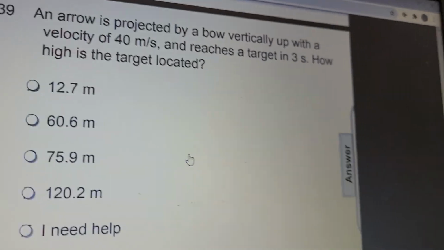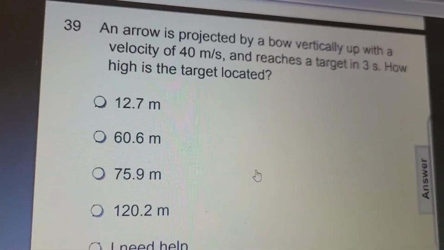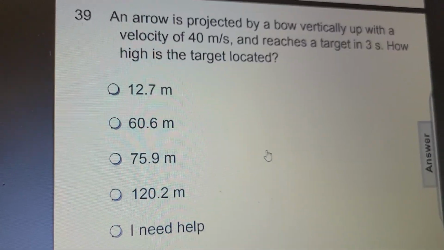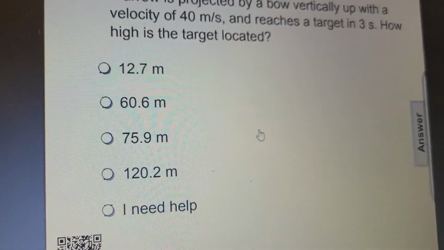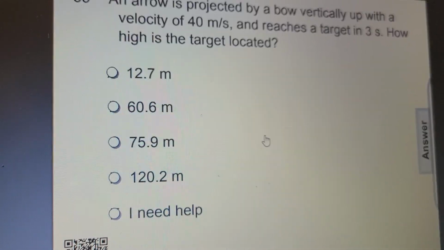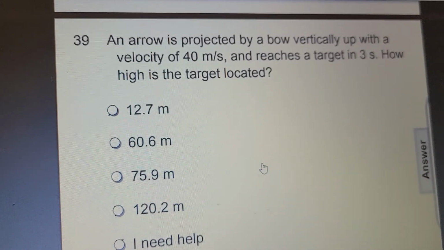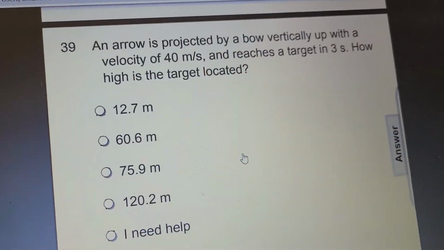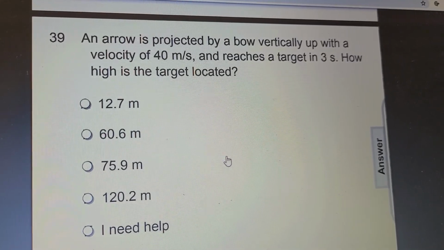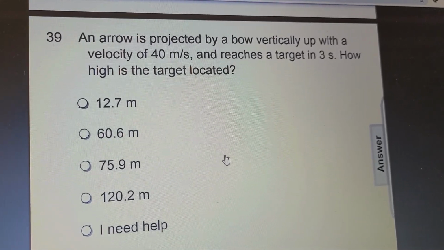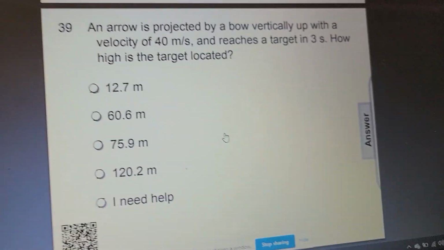Okay, what else do you have? What variables can you utilize in this problem? Velocity. Okay, is it starting or ending velocity? Because that matters. Why do you think it's starting? I think it's starting because it's going up. It never said it stopped. Okay, I agree with that.